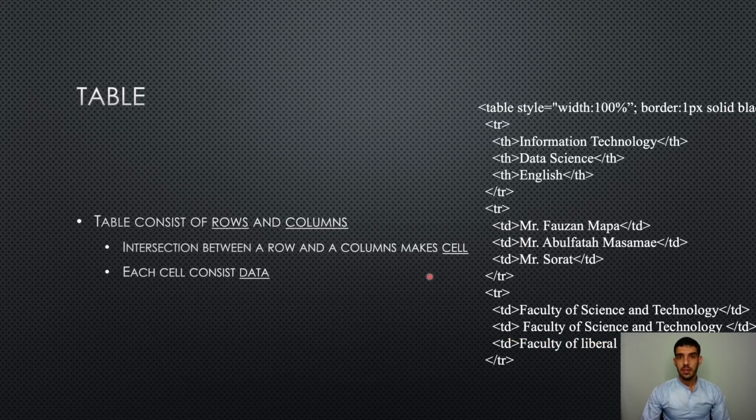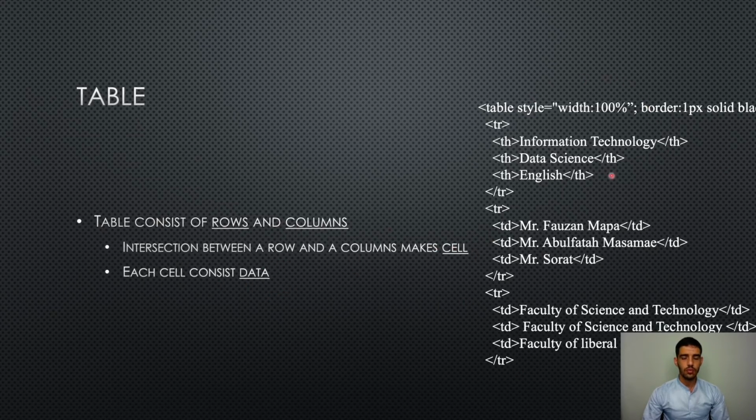One more element of web pages is the table element, and it is used to write data within cells in rows and columns. So each table has rows and columns. The intersection of a row and a column is called a cell. Each cell has some data.